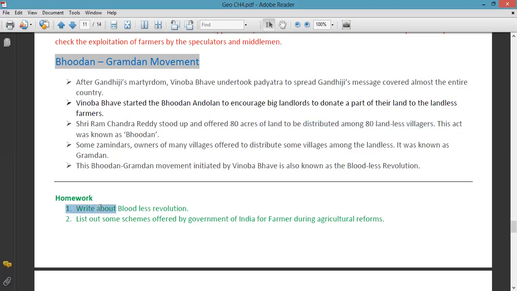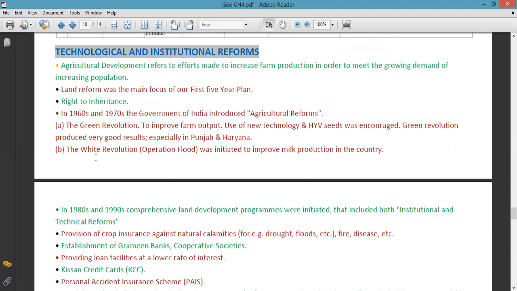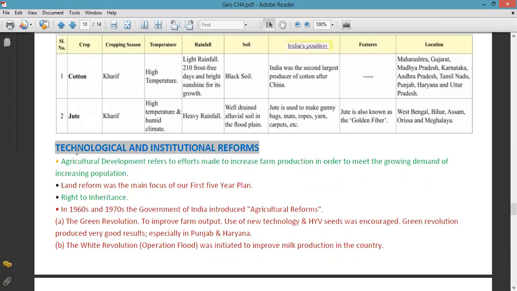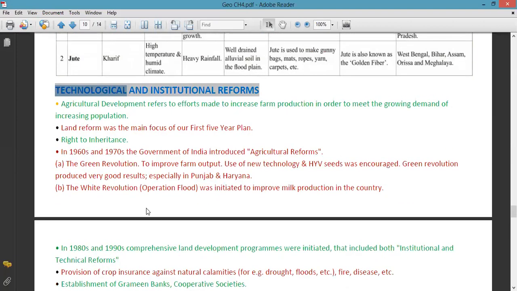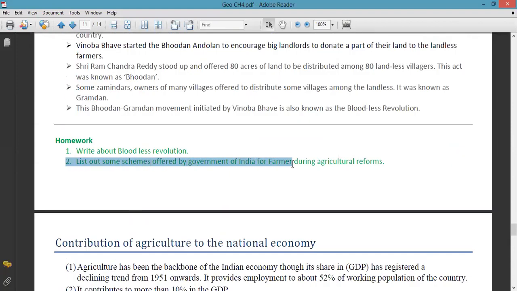Now, home task question. Write about the bloodless revolution. Next, list some schemes offered by the Government of India for farmers during agricultural reforms. Here, schemes means only two or three schemes: Kisan Credit Card Scheme, Personal Accident Insurance Scheme, provisions of crop insurance. You should write only about some technological reforms, not about land reform. Be careful about the words used in the question.